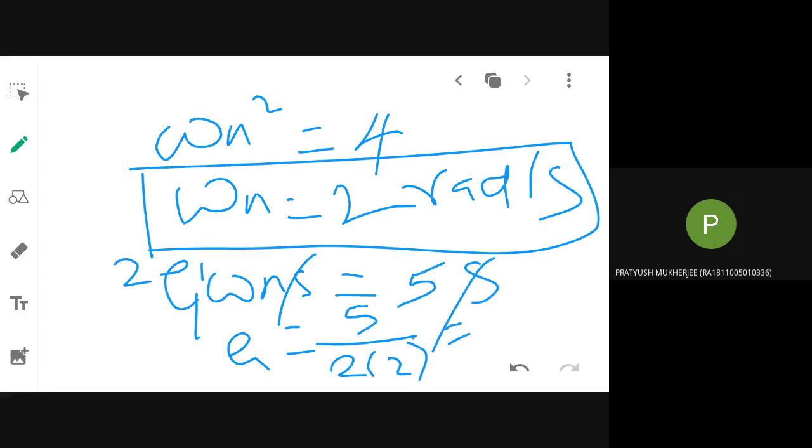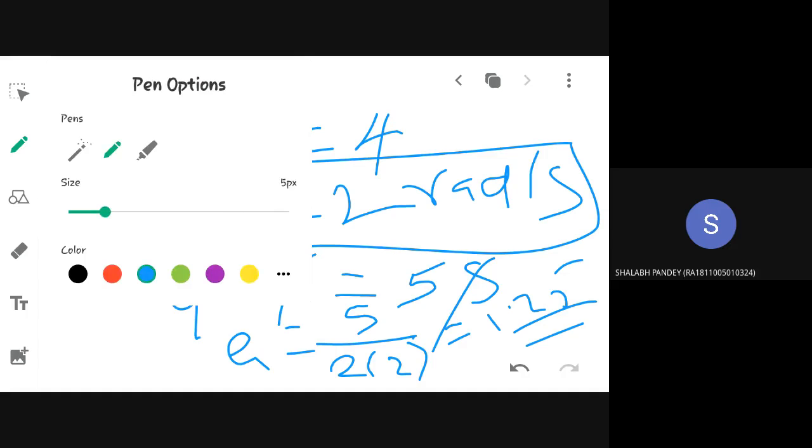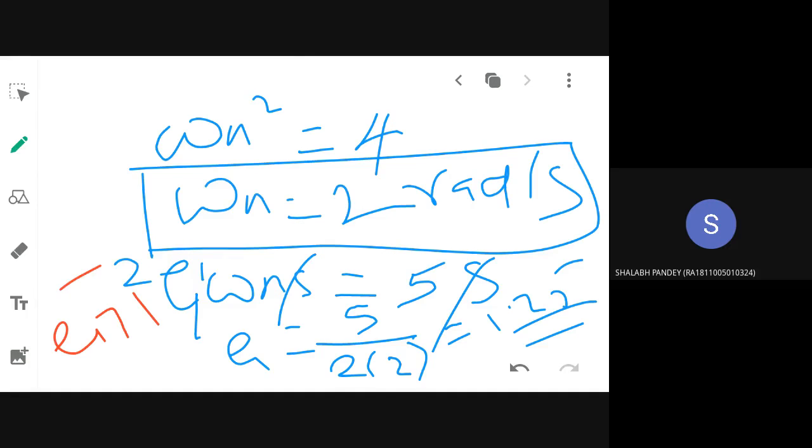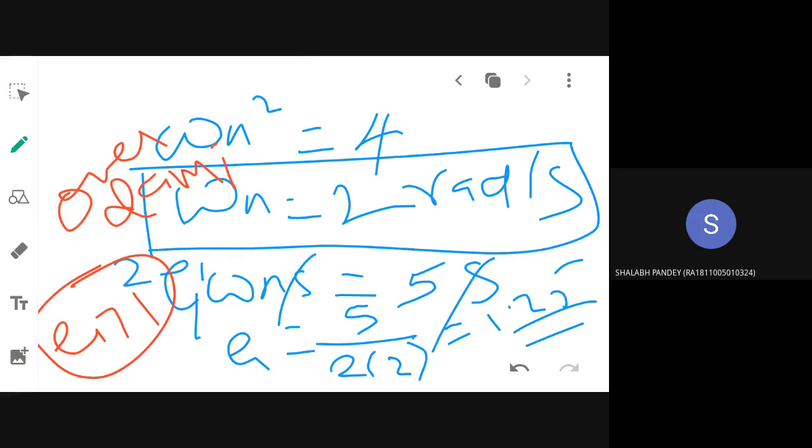What is the value of zeta? 1.25, ma'am. So what type of system is this? Zeta is greater than 1, so overdamped. One equation I have asked you to take down for the overdamped system. What is the equation that I have asked you to take down?